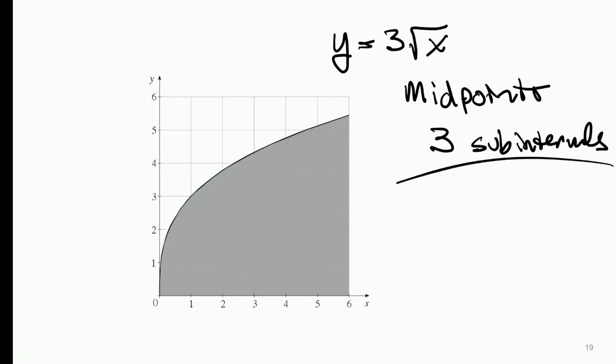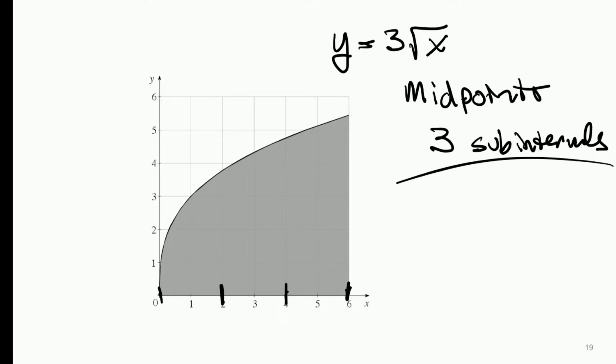So you may have done this back in Calc 1. Maybe not. This sometimes gets skipped over, but just a little practice. Okay, so if this was the task at hand, well, I've got this area. I'm going to divide it into 3 subintervals. Do you see my 3 subintervals?